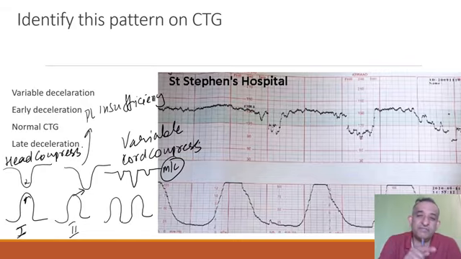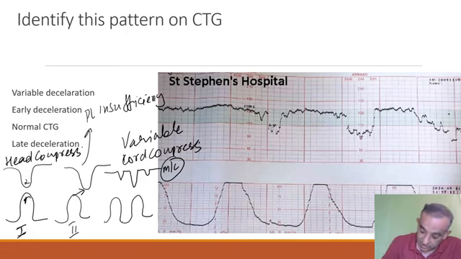Which is the safest deceleration? Early deceleration because of head compression, which is seen in active labor. And which is not normal, the late deceleration because of placental insufficiency. And the variable deceleration, which is because of umbilical cord compression, is the commonest deceleration and it is mostly normal.